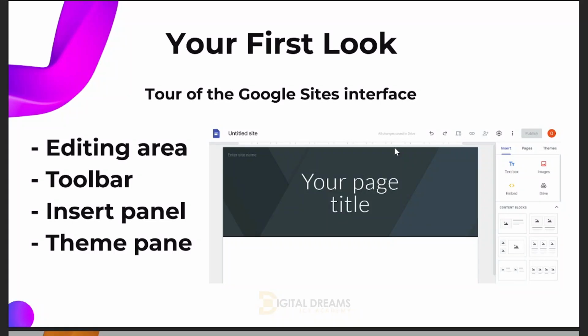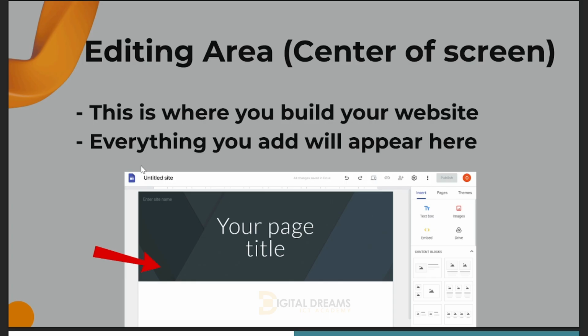When you click on that blank site, it opens a page that looks exactly like this. Now this is the Google Sites interface. I'll be showing you the function of the different parts which we have. The first part is the editing area. The second is the toolbar. The third is the insert panel. And then the fourth is the theme panel. So let me show you.